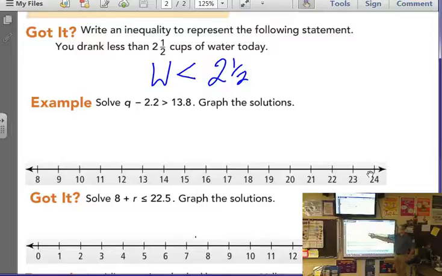You drank, W is the amount that we drank, less than 2.5 cups of water. Yeah, that would work.